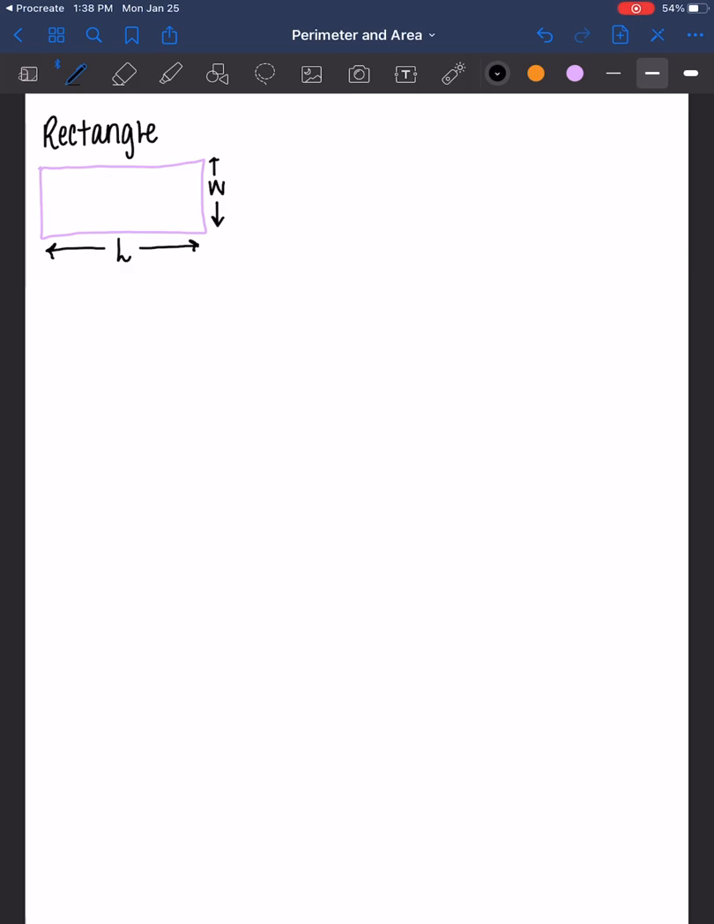Now, being able to see these on the shape is going to help us with identifying our equation. So we're going to start with perimeter. The equation for perimeter on a rectangle is 2 times the length plus the width. Next, we're going to write out the area equation for a rectangle, which is going to be length times width.